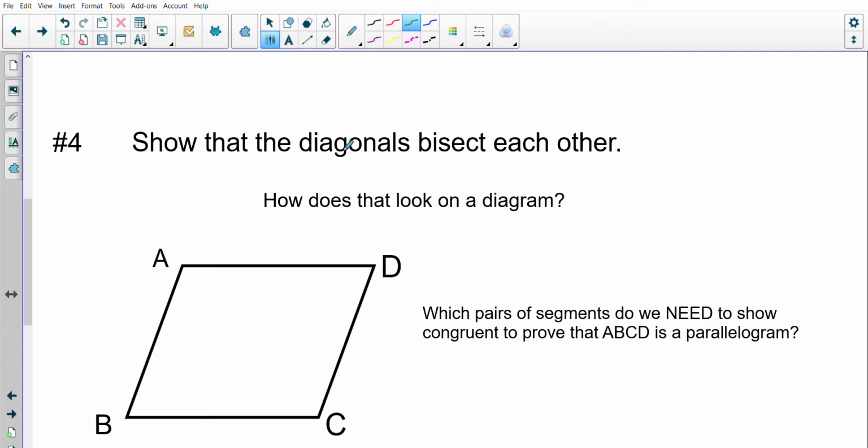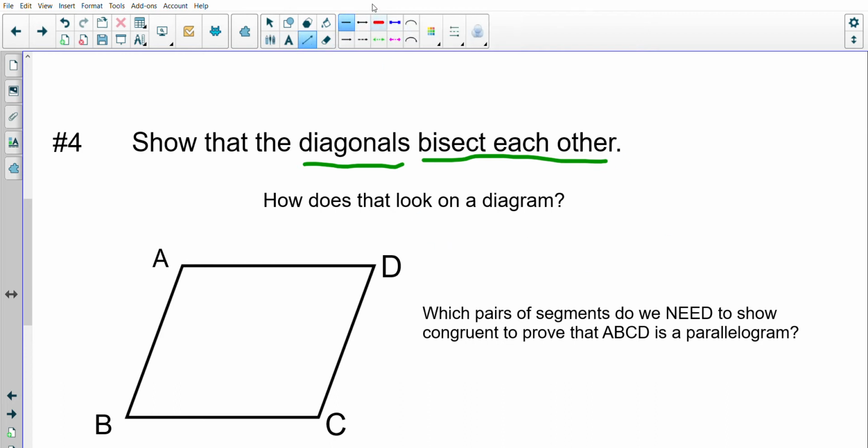All right, so we can go ahead and continue here. So number 4, we're on condition 4 of 5. If we can show that the diagonals bisect each other. Now we haven't used the word diagonal a bunch this year, but basically it's just a segment that goes from a vertex to a non-consecutive vertex. So basically one angle, we have to skip an angle and go to the next angle.